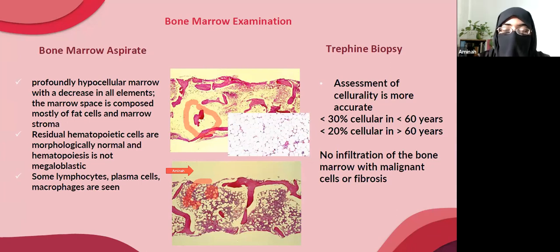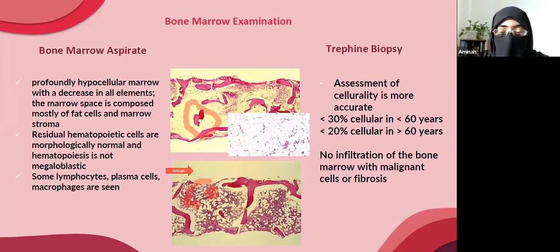So the biopsy is more accurate than the bone marrow aspirate, because sometimes in the bone marrow aspirate you may mistakenly see small pockets of hypercellularity, but actually the overall bone marrow is hypocellular. So that's why you need to do a biopsy, because the assessment of cellularity is more accurate.